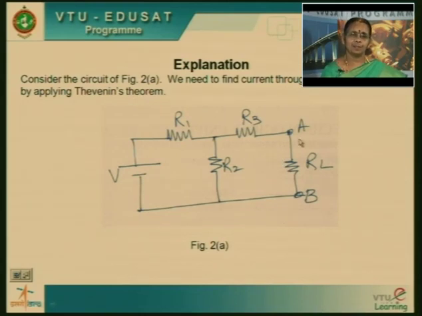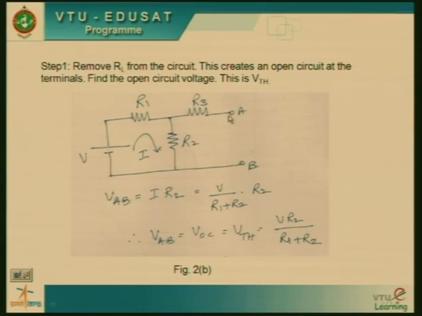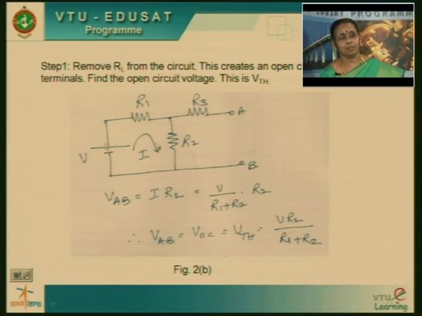The first important step is to remove the load resistance from the circuit. As soon as it is asked to find the current through a load resistance by applying Thevenin's theorem, the immediate step is to remove that resistance from the circuit. As soon as we remove the resistance, an open circuit will be created here. There won't be any connection between A and B. So it's an open circuit.